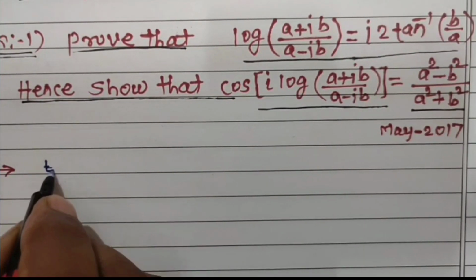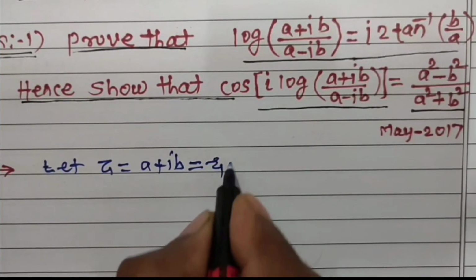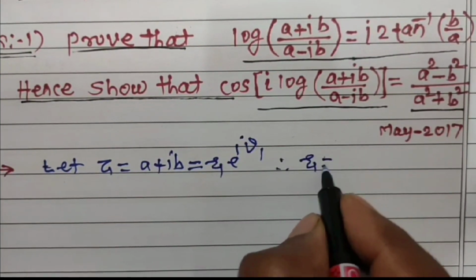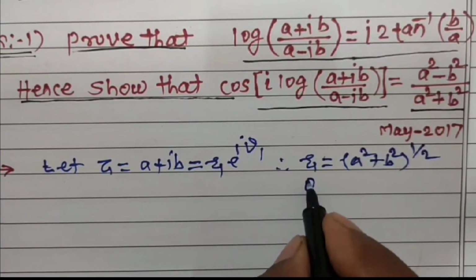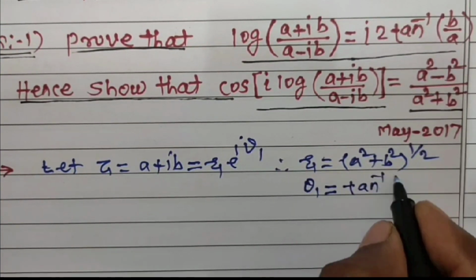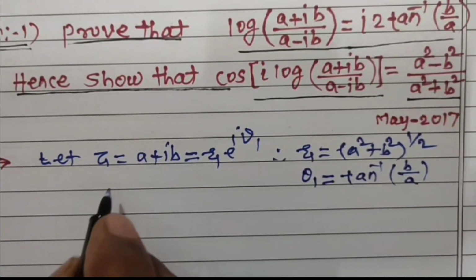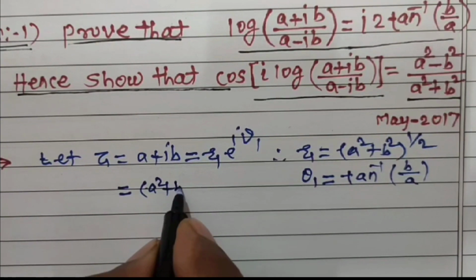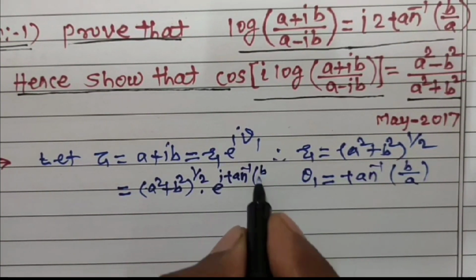Let us consider z1 is equal to a plus ib. This is equal to, suppose, r1 e to the power i theta 1, where r1 is equal to square root of real part square plus imaginary part square, and theta 1 is equal to tan inverse imaginary part divided by real part. Z1 is this one, so z1 you can express like this: a square plus b square to the power half e to the power i tan inverse b upon a.